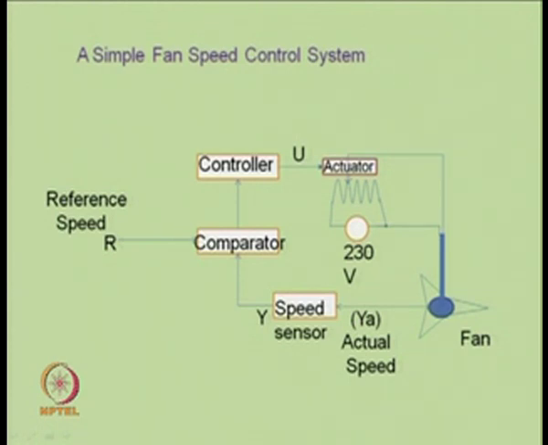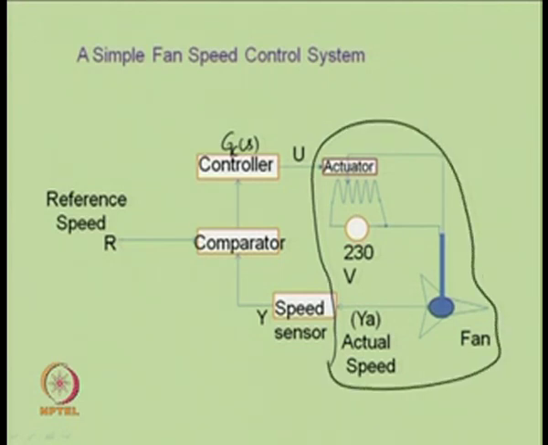The job of the actuator is to effect changes in the plant dynamics based on the controller input. Now, we shall represent the controller dynamics by GC(s), the actuator plus plant dynamics by G(s), and the sensor dynamics by H(s) in our subsequent lectures. Now, a lot of things are to be learned from a complete closed loop control system.